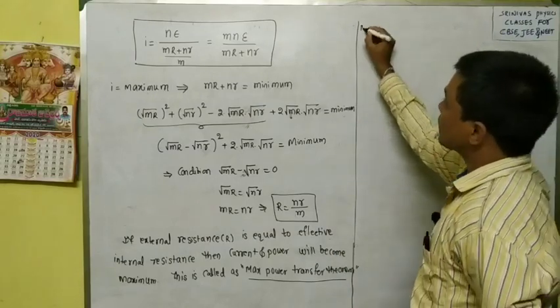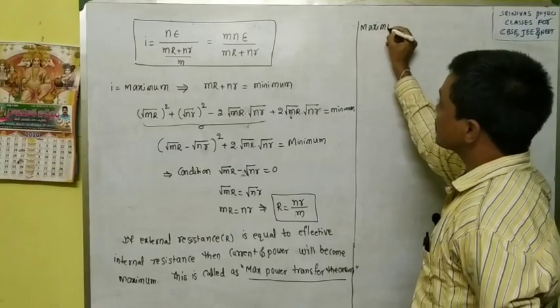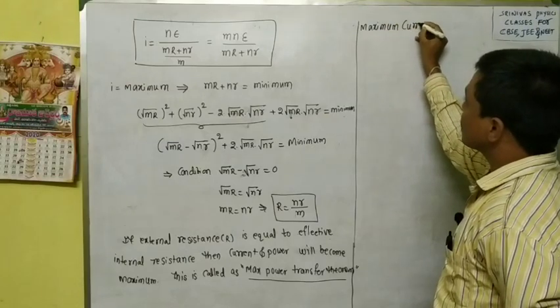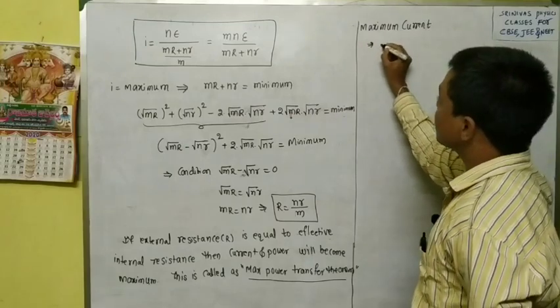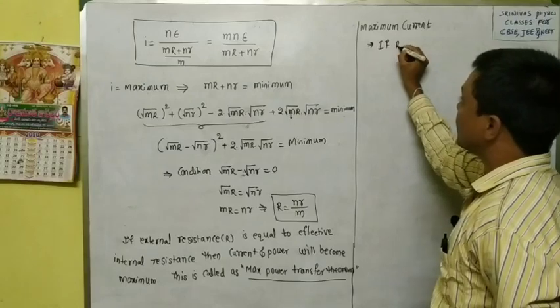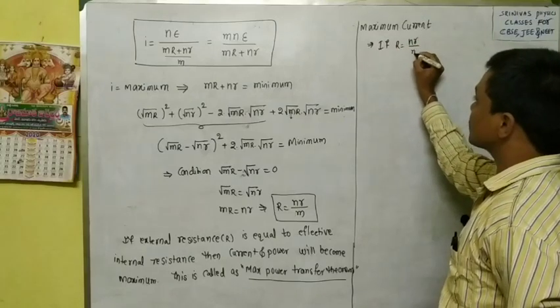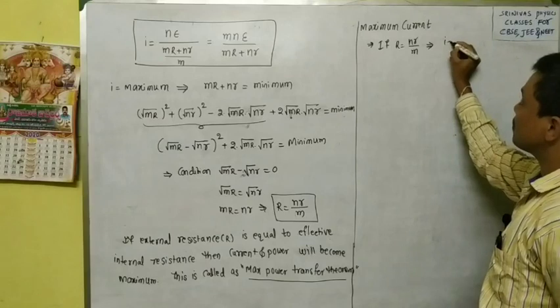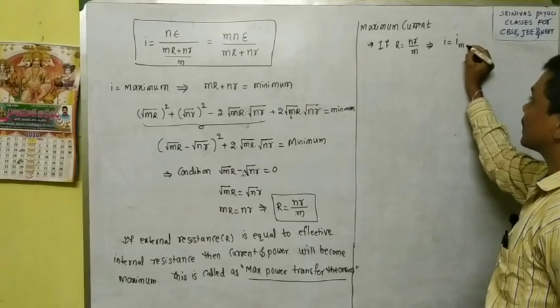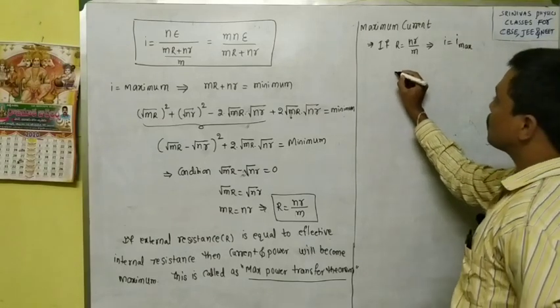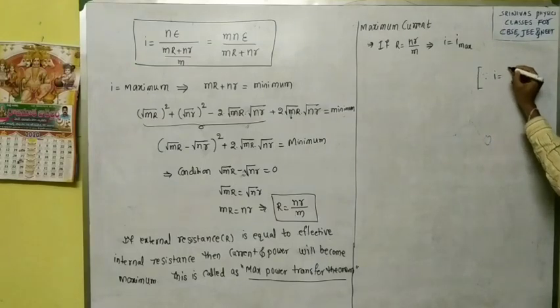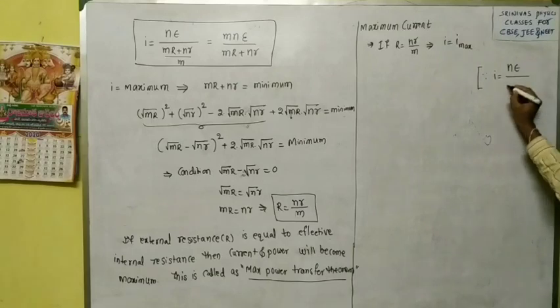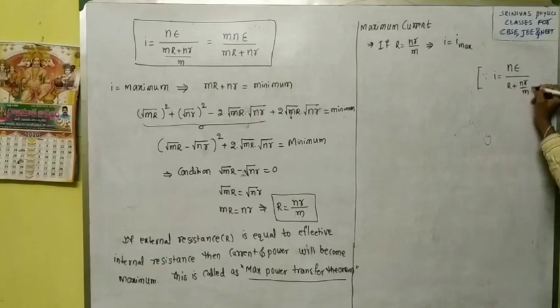I want the maximum current, right? When will you get the maximum current? If capital R is equal to nr by m, then the current becomes maximum, which we can consider as I max. We already have the current formula from before: effective EMF by effective resistance. Capital R is the external resistance, and the effective internal resistance is nr by m.